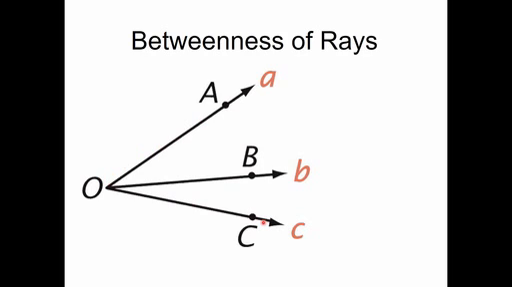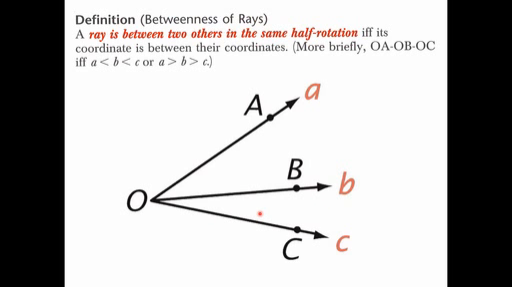Well, it just looks like it. Well, that's not good enough. Start with some vocab again. We've got coordinates. Those are normally going to be numbers. And we have the rays OA, OB, and OC. So here's the definition. A ray is between two other rays in the same half rotation if and only if its coordinate is between their coordinates.